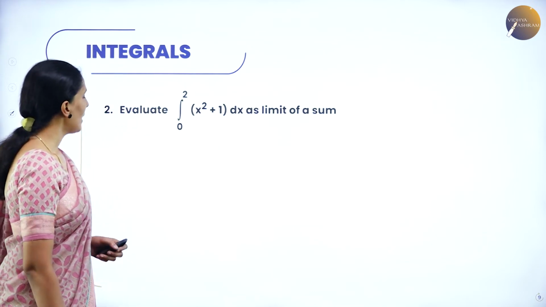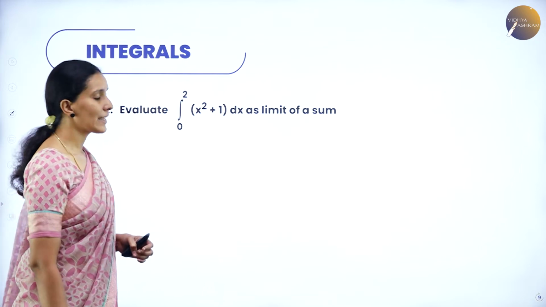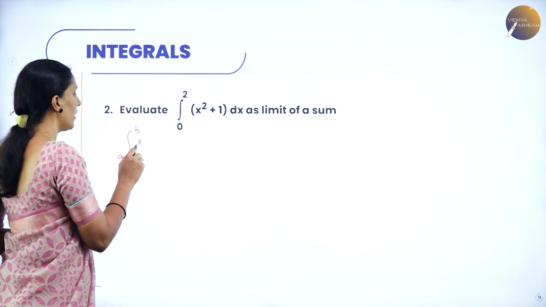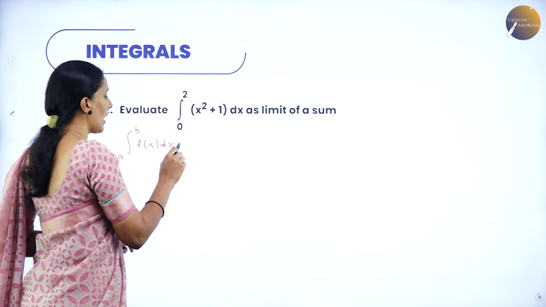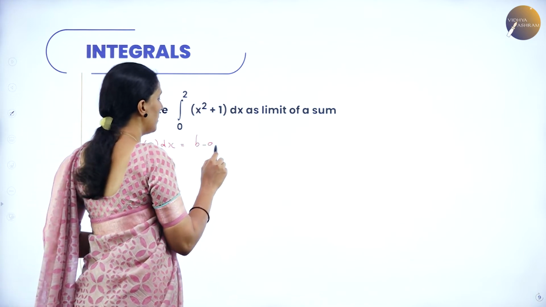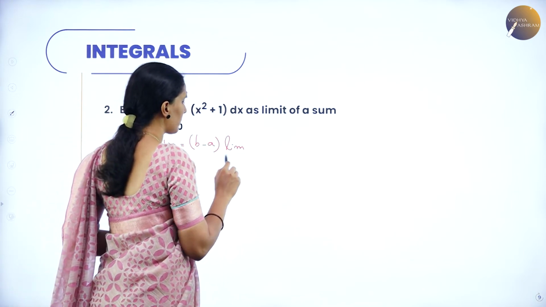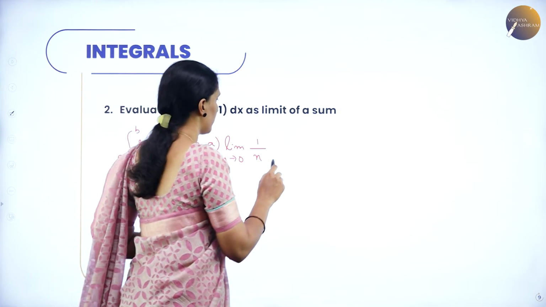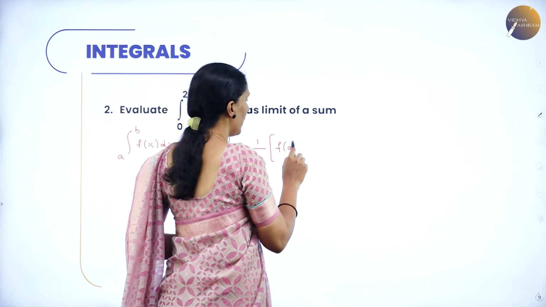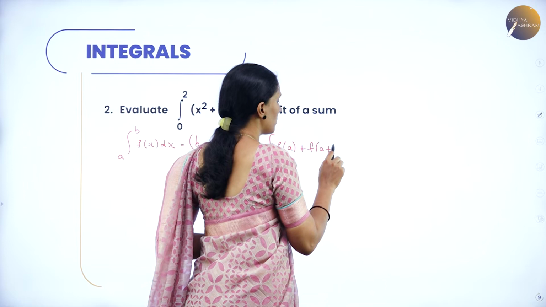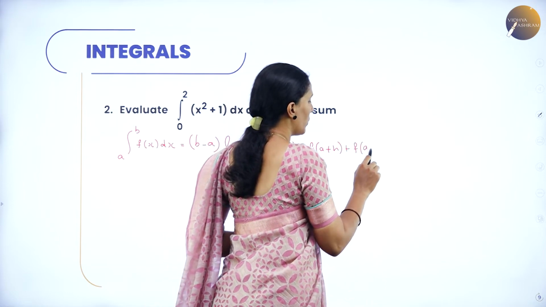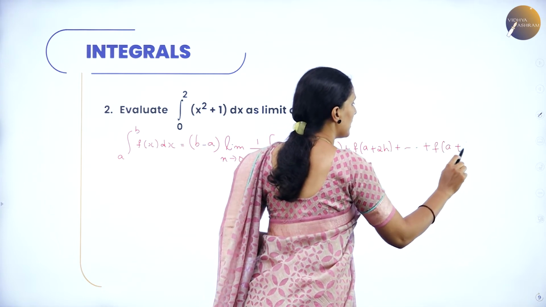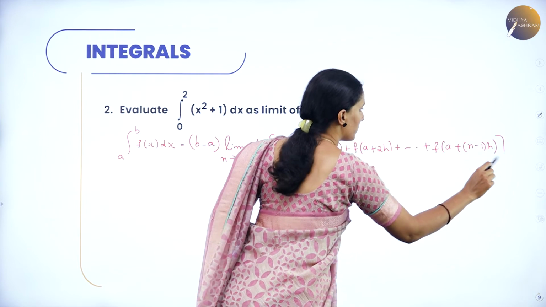Next is evaluate the integral from 0 to 2 of x square plus 1 dx as a limit of a sum. Let us write the definition. The integral from a to b of f of x dx can be written as b minus a, limit as n tends to 0, 1 by n into f of a plus f of a plus h plus f of a plus 2h plus etc. f of a plus n minus 1 into h.